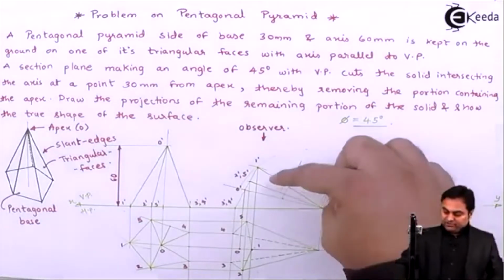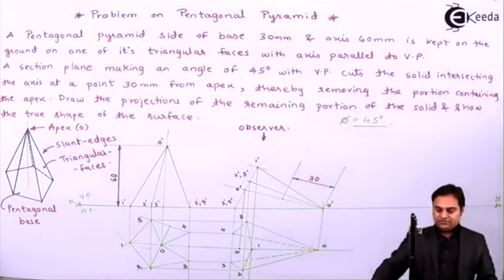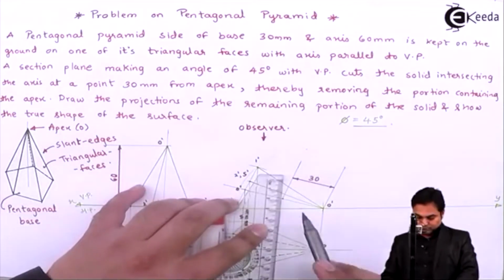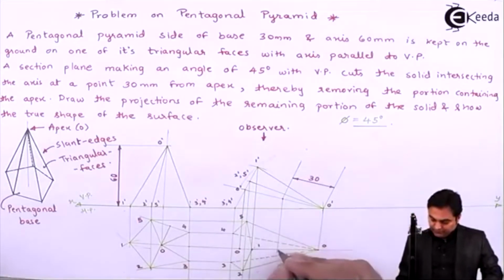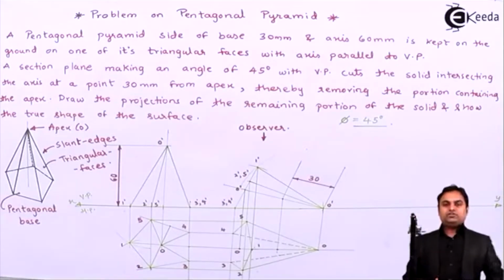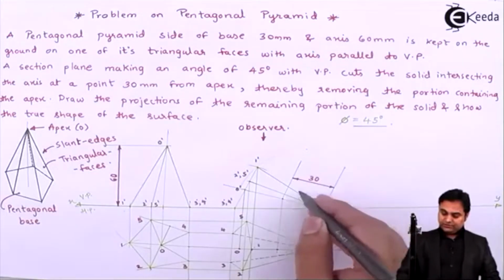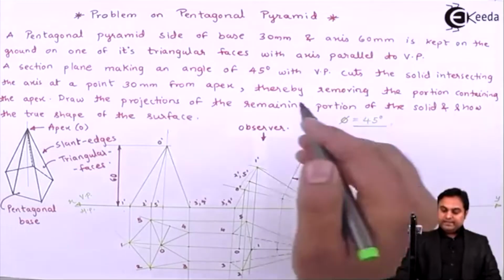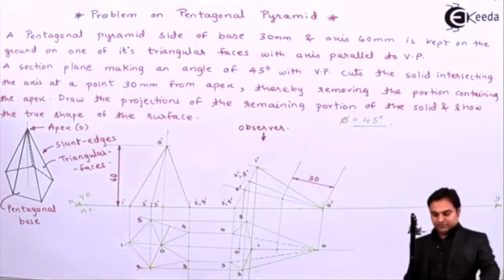Next, after measuring this distance 30 mm on the axis, I'll project that distance in the top view. So projecting this, here I am getting a point, and this point is the location from where we need to measure the angle, that is 30 mm on the axis, true length, projected into the top view. Now the angle is 45 degree with VP, will be seen in HP.